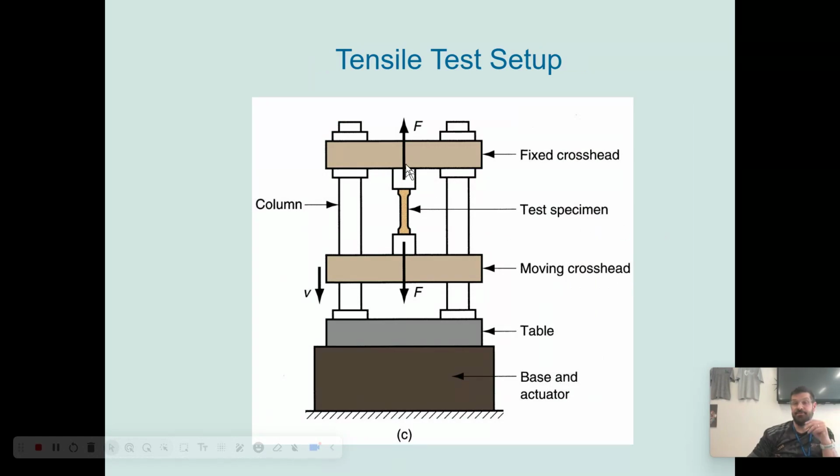All right, so there's a machine. It looks like this. There's a top crosshead. There's a bottom crosshead, and the test specimen is locked right here in the middle. This pulls up, this pulls down, and eventually you pull until it breaks, and then the test is over.